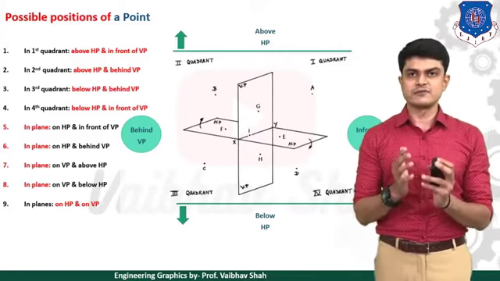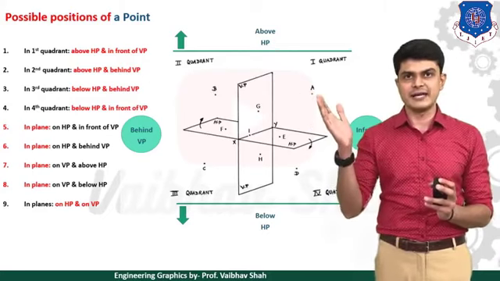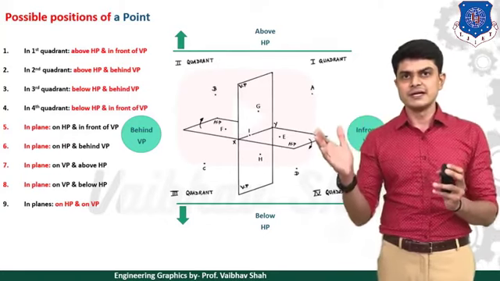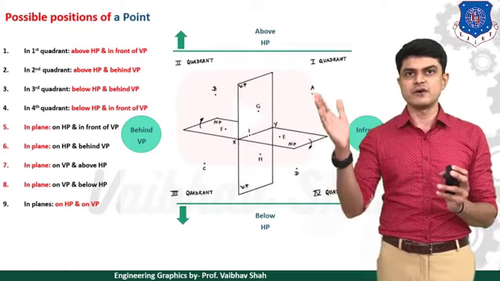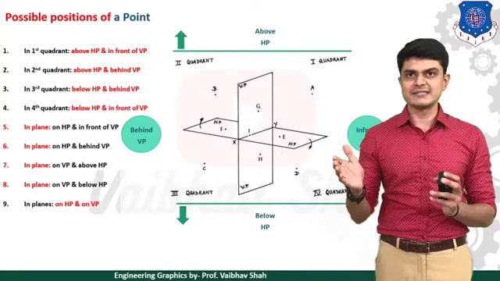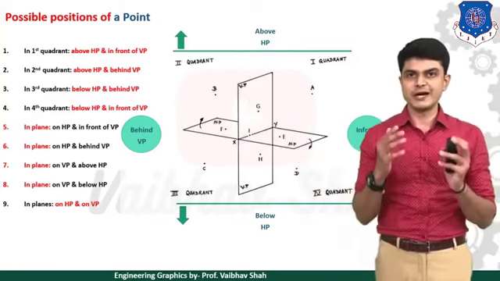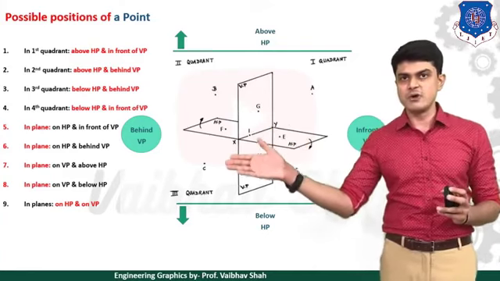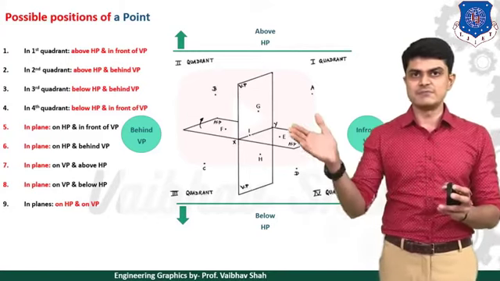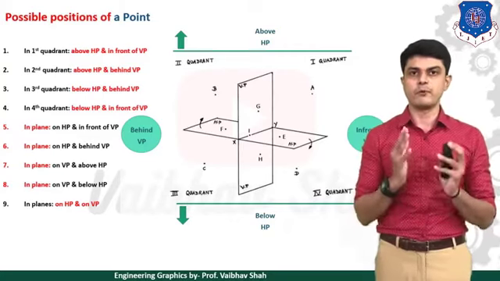So let us start with the first point. It is said to be in the first quadrant, so this is point A. For point A, as you can read from point number 1, it is above HP and in front of VP. For B, we can say that it is above HP but behind VP. For point C, it is below HP and behind VP. For point D, it is below HP and in front of VP. So these are our first 4 points.